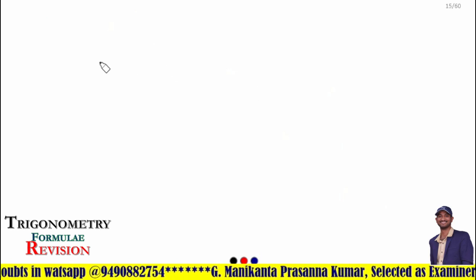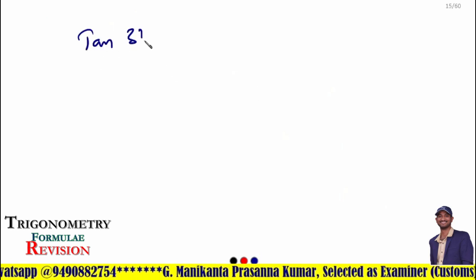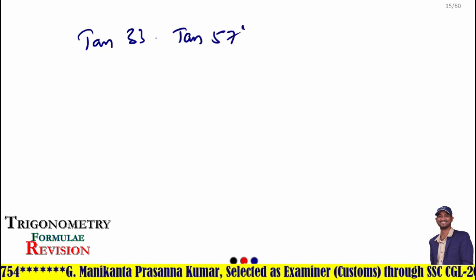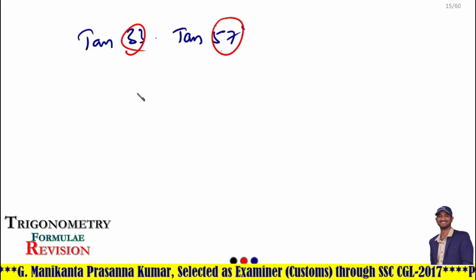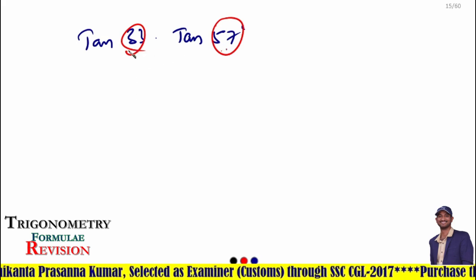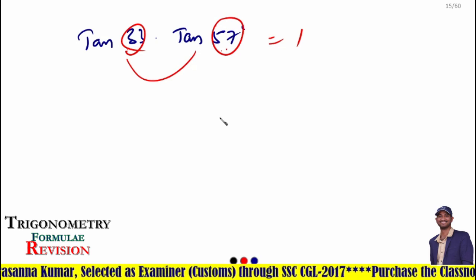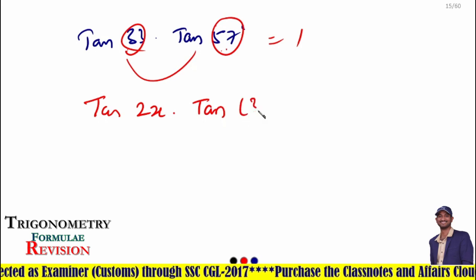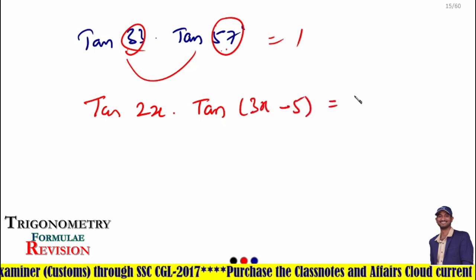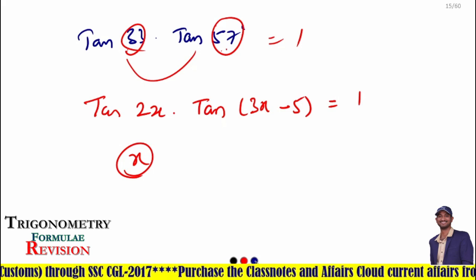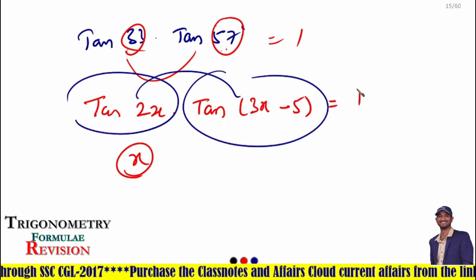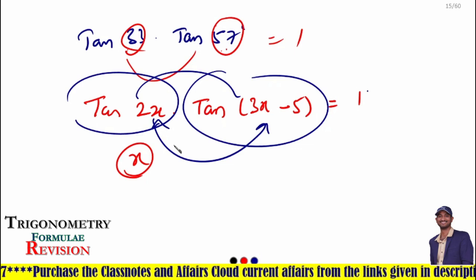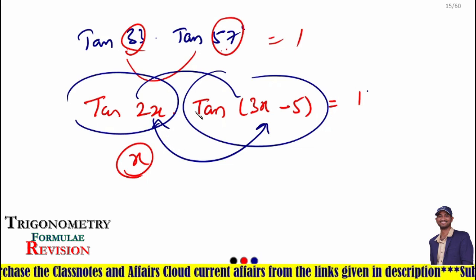Suppose the question is: find the value of tan 33 into tan 57. 33 and 57 are complementary. So when two angles are complementary, tan alpha into tan beta is 1. That's it. Otherwise, if tan 2x into tan of 3x minus 5 is equal to 1, then what is the value of x? Whenever the product of tan of two angles is 1, definitely the angle sum is 90 degrees. Is it clear? Okay, that is about complementary angles.